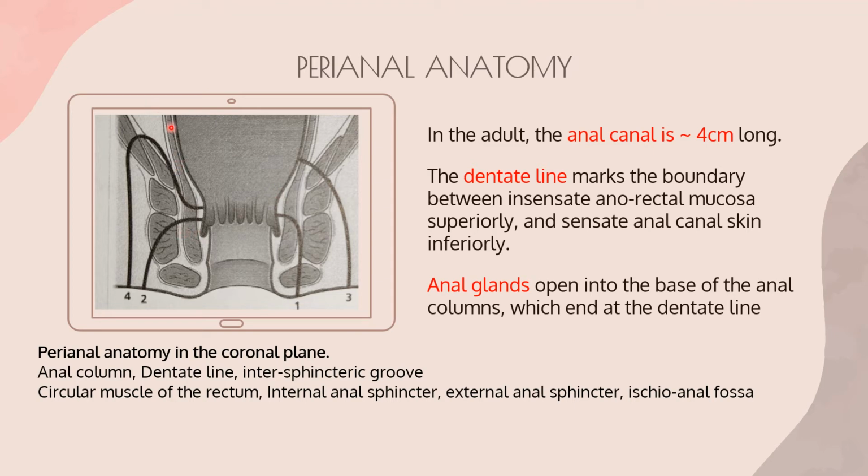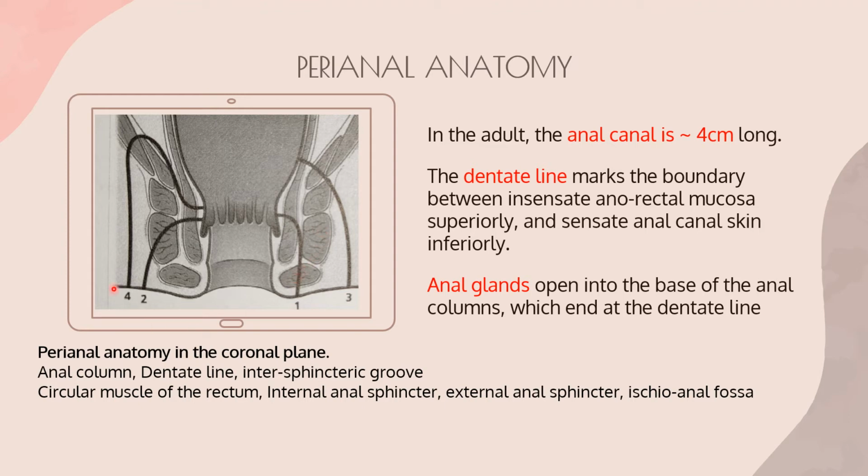At the side, we have the circular muscle of the rectum, which continues as the internal anal sphincter here. And naturally, we have the external anal sphincter, which is a continuation of the pelvic floor musculature such as levator ani. Essentially, the internal anal sphincter is an involuntary muscle under autonomic control, while the external anal sphincter is a skeletal muscle under somatic control.